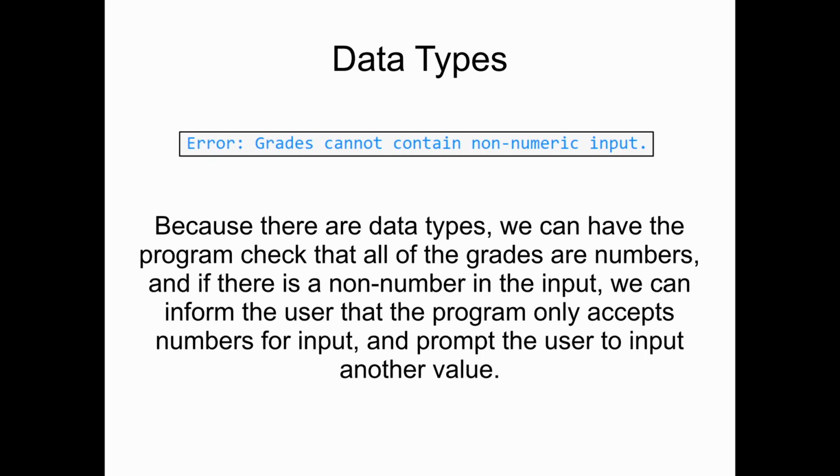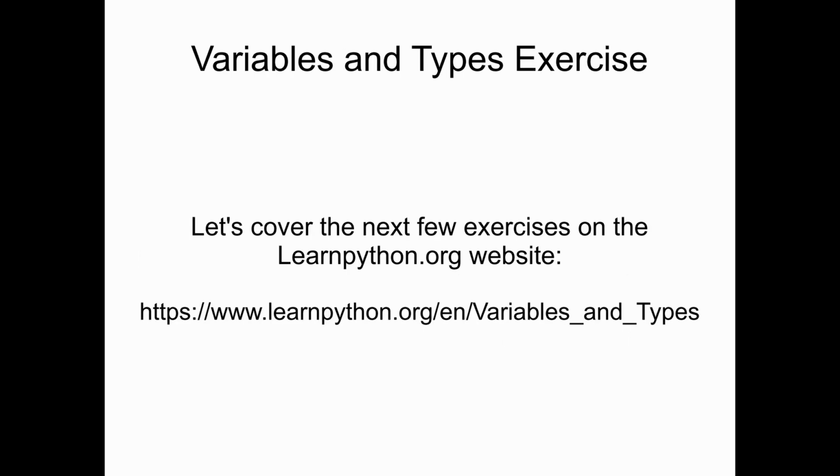Because there are data types, we can have the program check that all of the grades are numbers. And if there is a non-number in the input, we can inform the user that the program only accepts numbers for input, and prompt the user to input another value. Let's cover the next few exercises on the learnpython.org website.